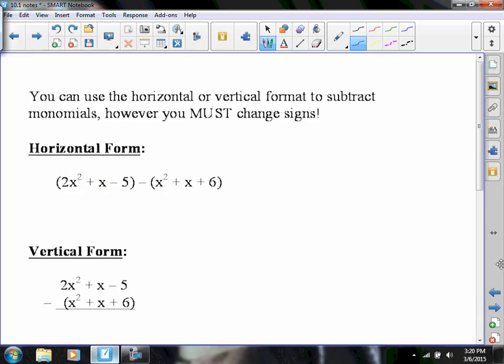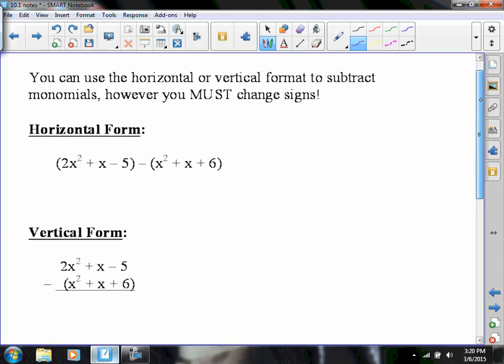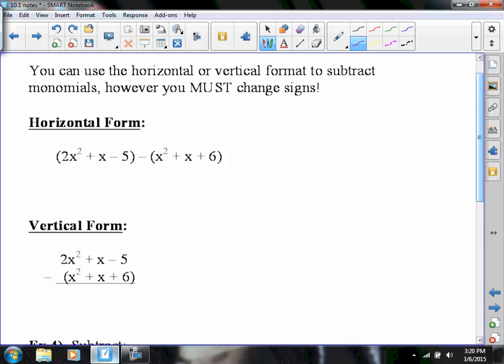Okay, now when we're subtracting, we can still use the horizontal or the vertical form. We're still combining like terms. However, you have to watch out for those sign changes. Because if you're subtracting a negative number, that's like adding a positive. Or if you're subtracting a positive number, that's like adding a negative number.